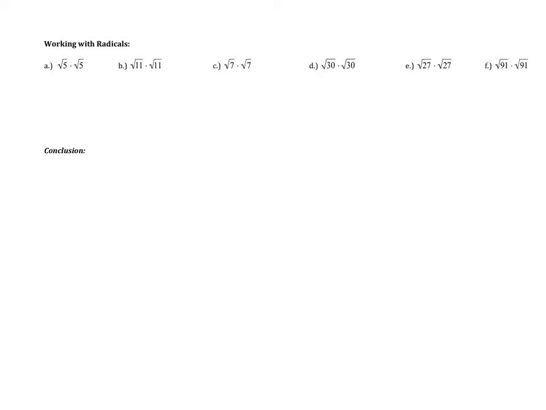Hopefully, once you got all the answers in here, you should have gotten that the first one is just 5, the second one's 11, 7, 30, 27, 91, right? Because if you think about it, if I'm doing the square root of 5 times the square root of 5, you just multiply 5 times 5, which is 25. That would give you the square root of 25, but the square root of 25 is 5, right?